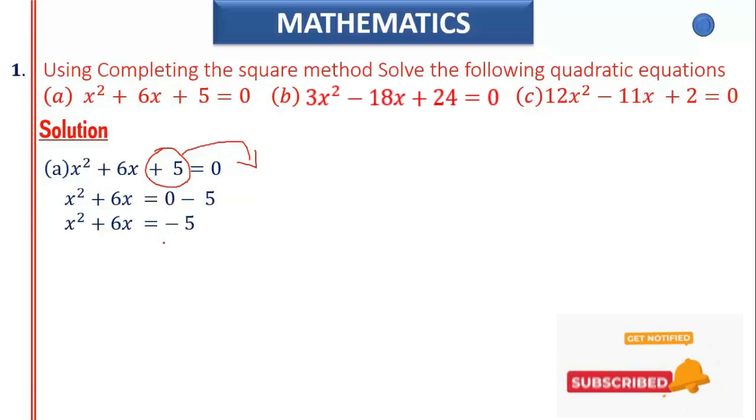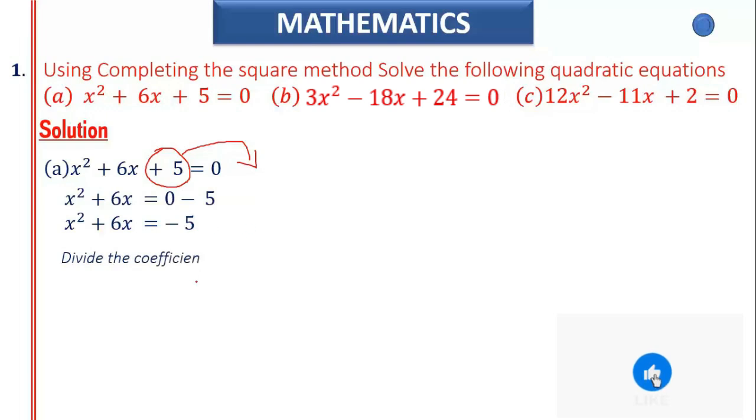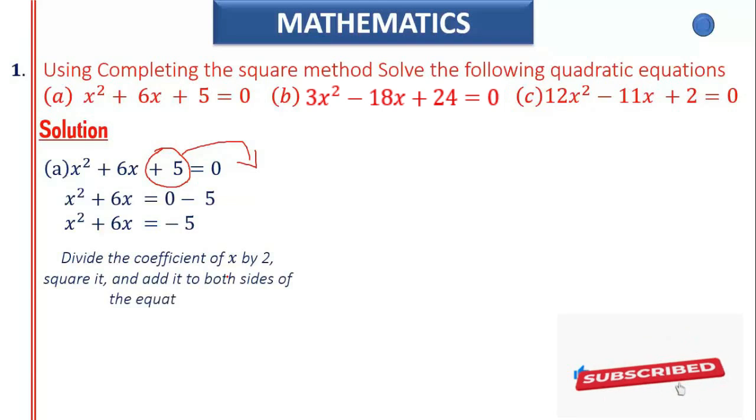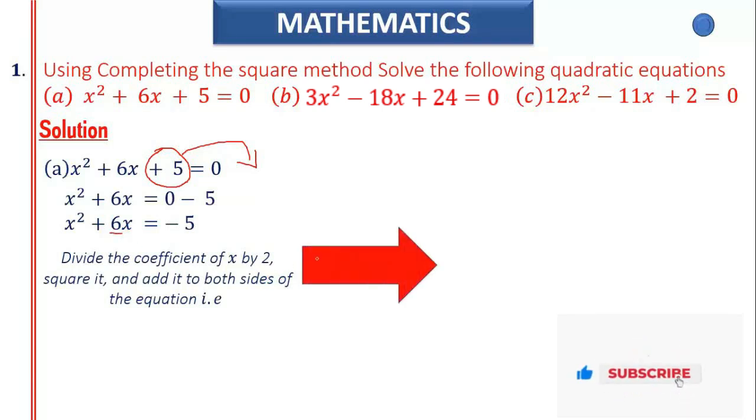The next step is to divide the coefficient of x by 2, square it, and add it to both sides of the equation. What's the coefficient of x here? That's 6. You divide it by 2, and that will give you 3. Now square it, so that will make it 3 squared, and add it to both sides of the equation.